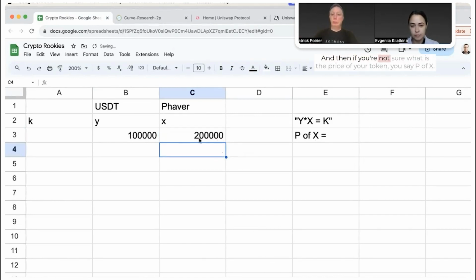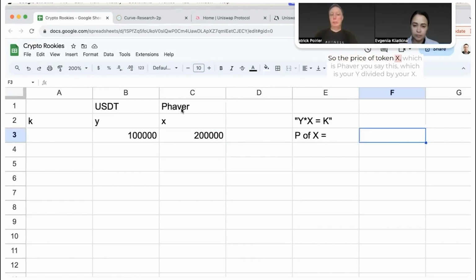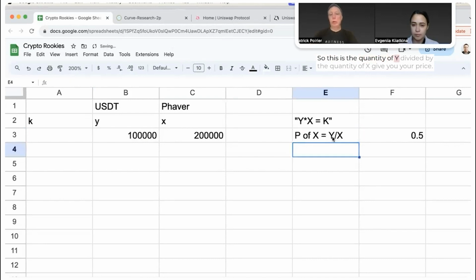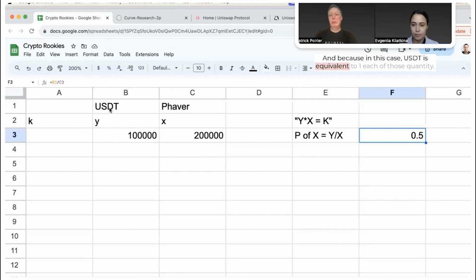Okay, and if you're not sure what the price of your token is, you say P of X, the price of token X, which is Favor. You say this is your Y divided by your X. So the quantity of Y divided by the quantity of X gives you your price. Because in this case USDT is equivalent to $1 each, this is 50 cents.